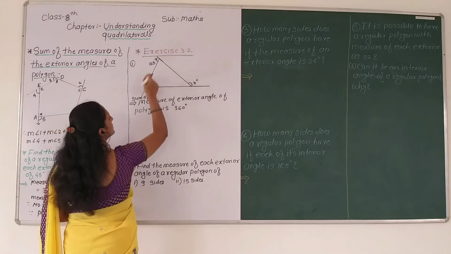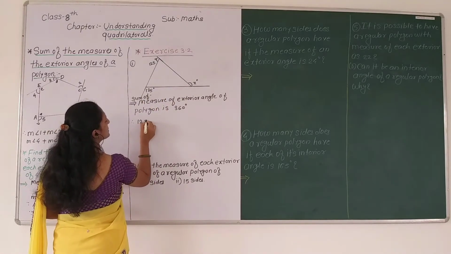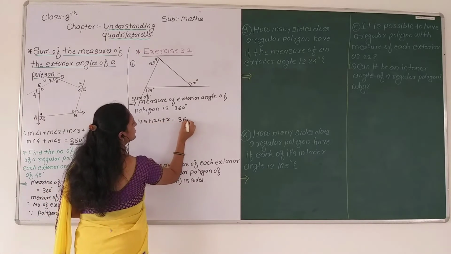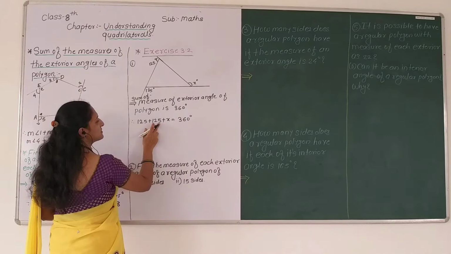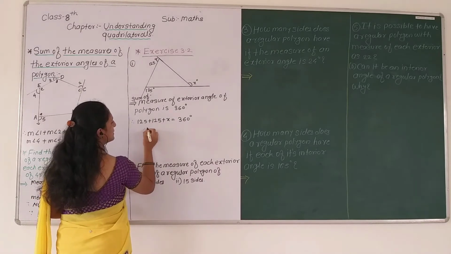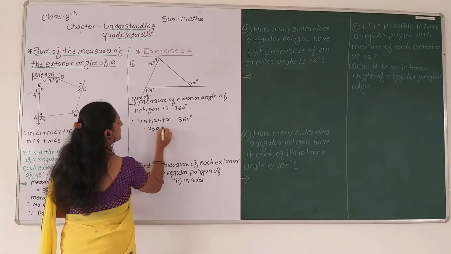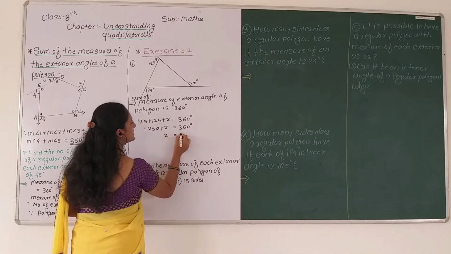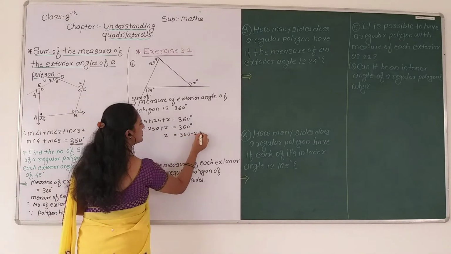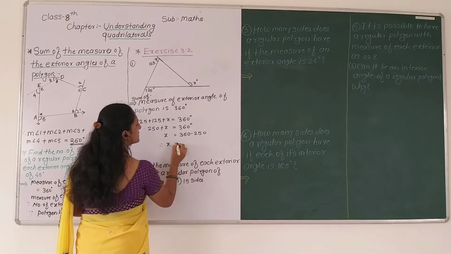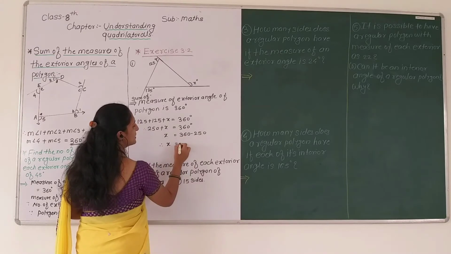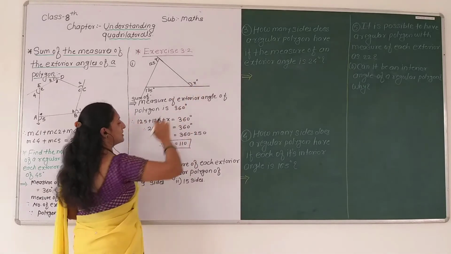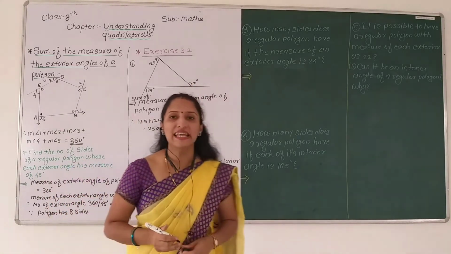So we can here sum all the exterior angles, that is 125 plus 125 plus x is equal to 360 degree. Now 125 plus 125 is? Yes, 250. 250 plus x is equal to 360 degree. Now how can we find x? Yes, 360 minus 250. So therefore the value of x is equal to what? 360 minus 250. That is 110. So that means the measure of that angle x is 110 degree.